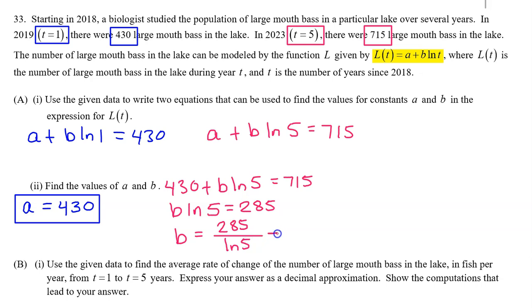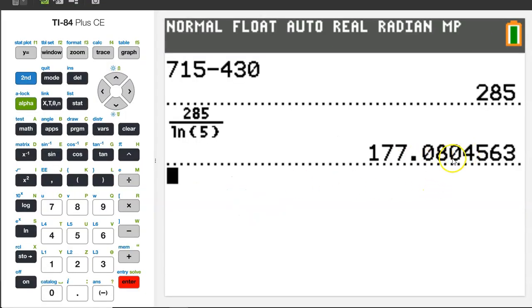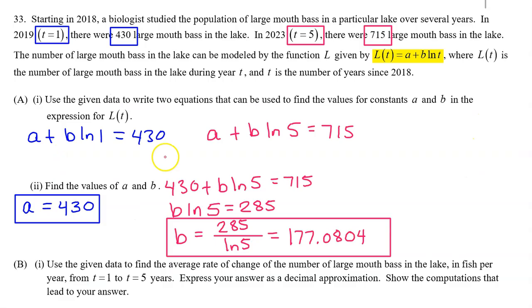Let's put this in the calculator to get a decimal approximation. I recommend using 4 decimal places and never rounding. So that's it. We have found the values of a and b in this regression model. We are going to need this regression model in Y1 to help us answer the rest of these questions.